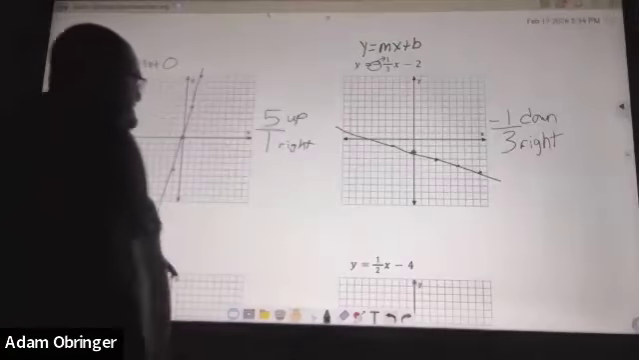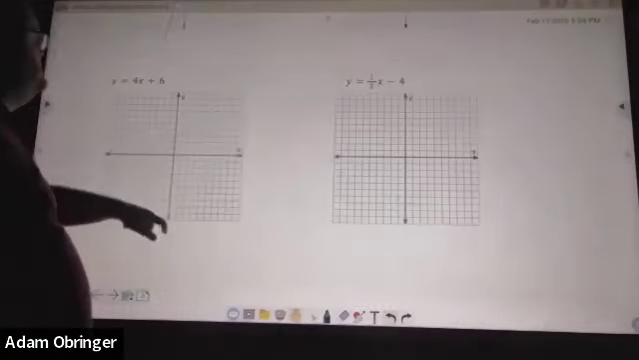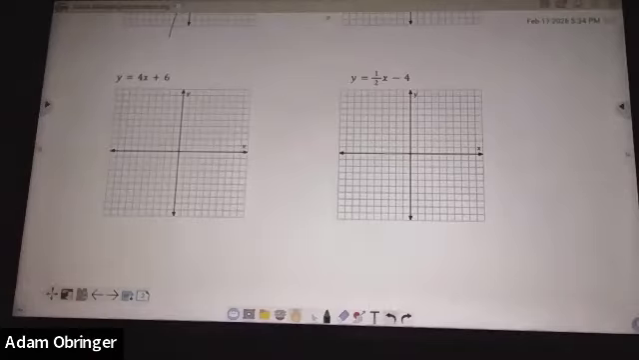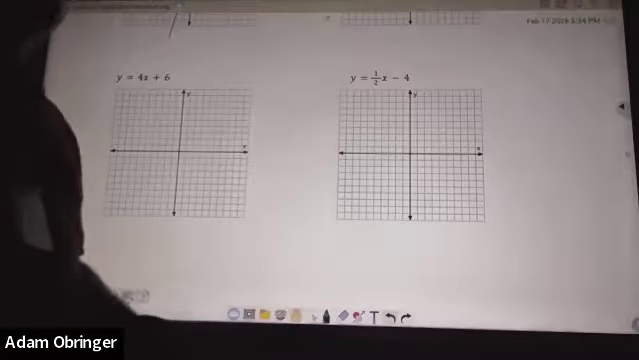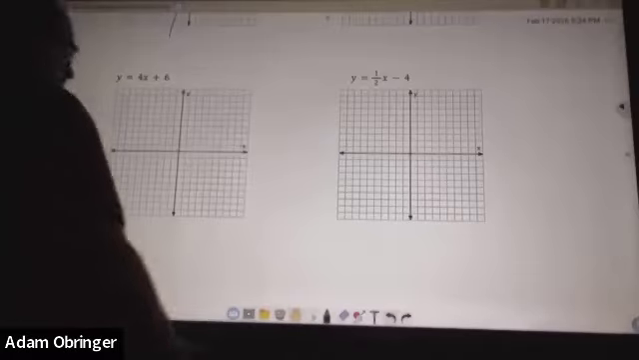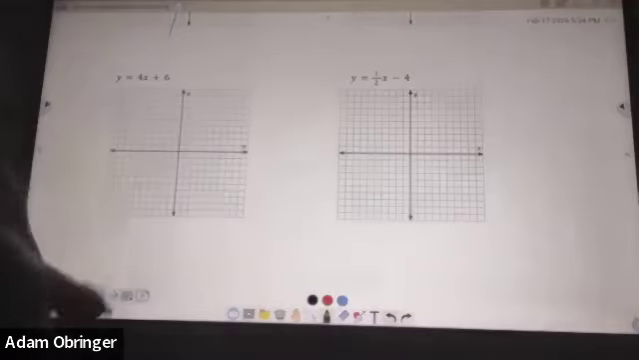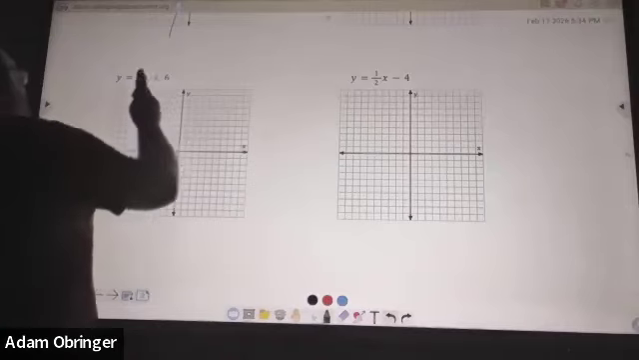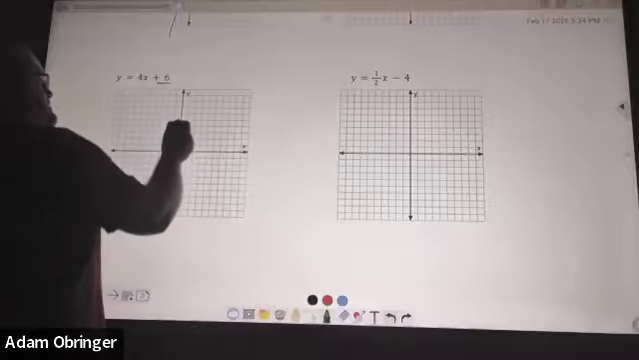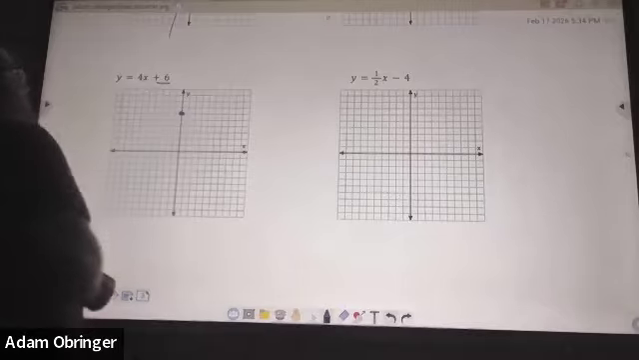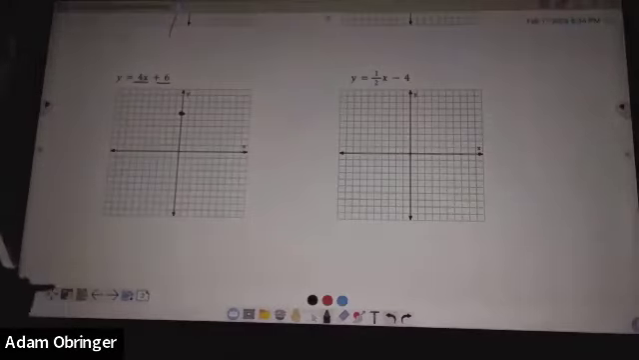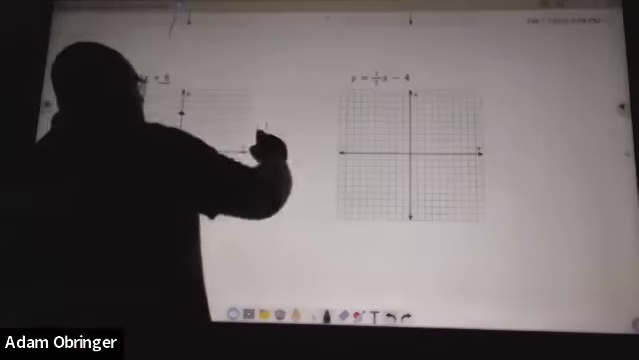Moving on down to the last two examples. I've got y equals 4x plus 6 and y equals 1/2 x minus 4. I'd recommend yet again pausing so that way you can try these for yourself before I show the answer. If we're working with 4x plus 6, our b value is 6. So we're going to start up here at 6. 1, 2, 3, 4, 5, 6. And our slope here in front of the x is 4.